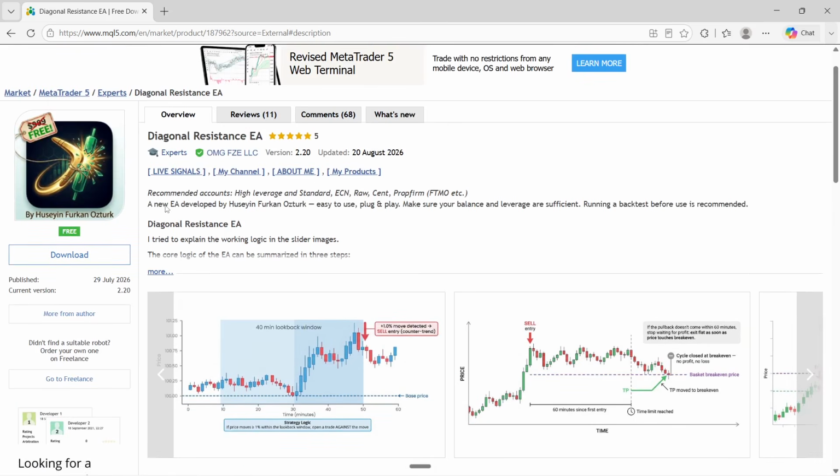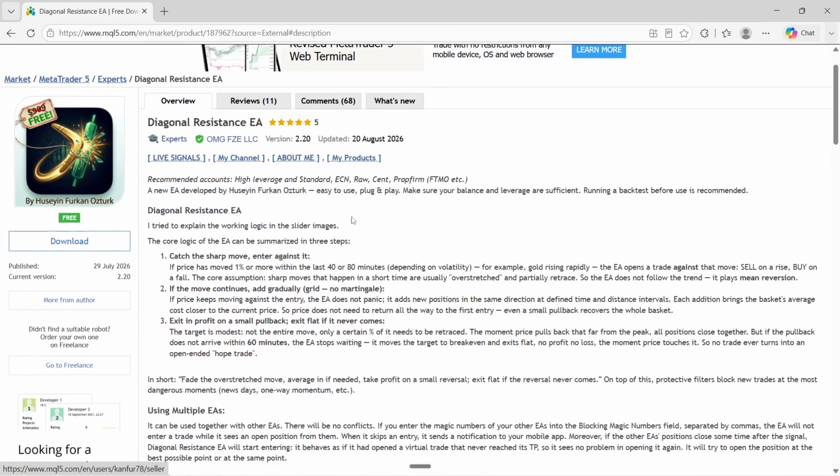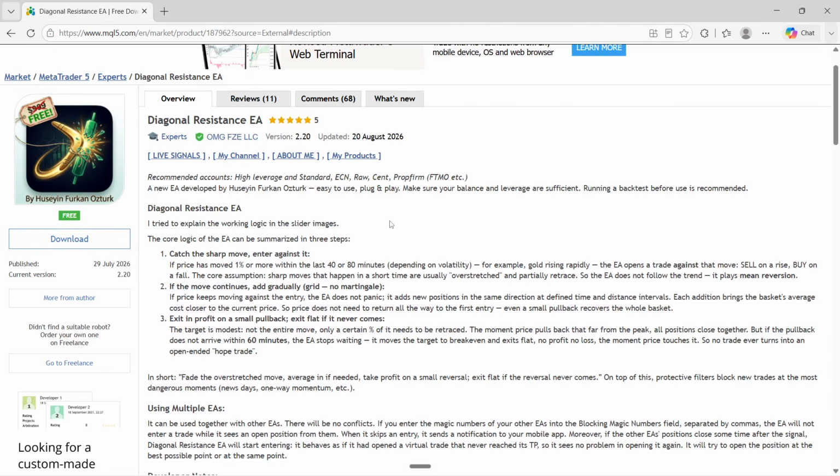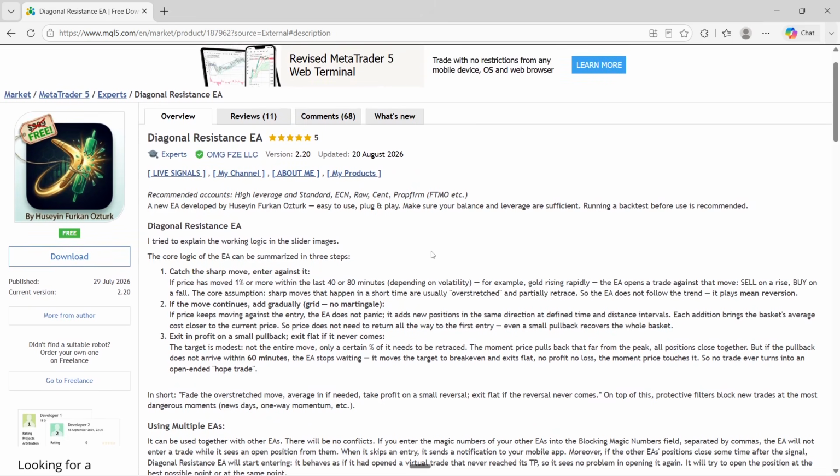All right. This is actually a free EA. And if we expand this, you can see that from the MQL5 page, the diagonal resistance EA is positioned as a plug and play system developed by Hussein Furkan Ozturk. The core logic is summarized in three steps.